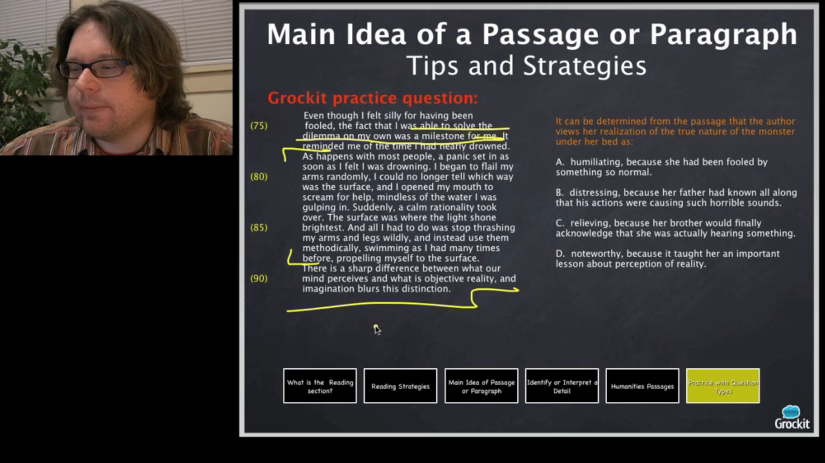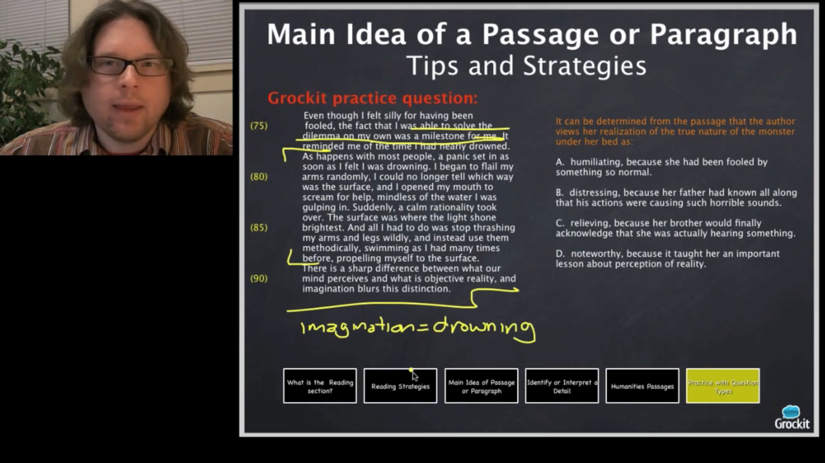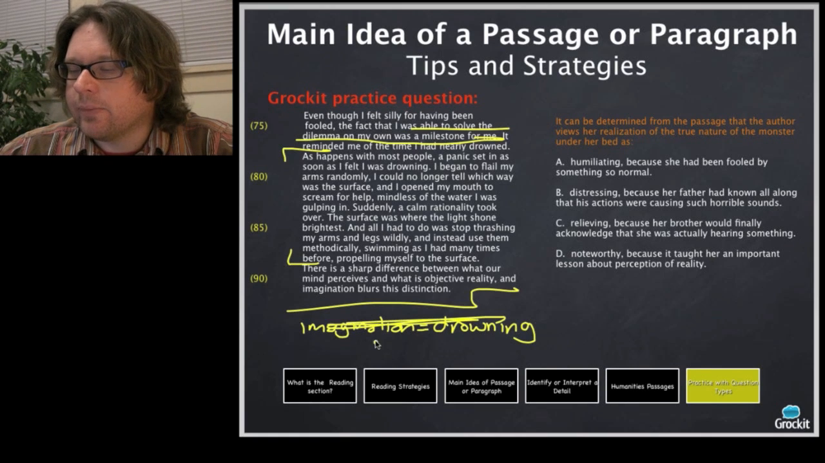And so in terms of the purpose of the paragraph, I guess we would say imagination equals drowning. No, not really, I'm kidding. It would probably be that fantasy is worse or in some way lesser than reality.